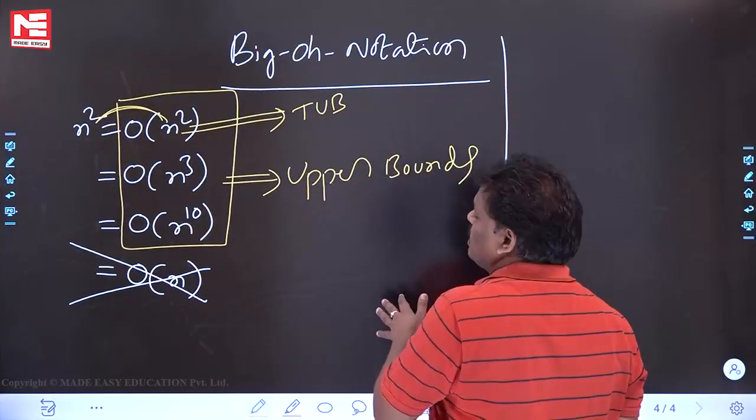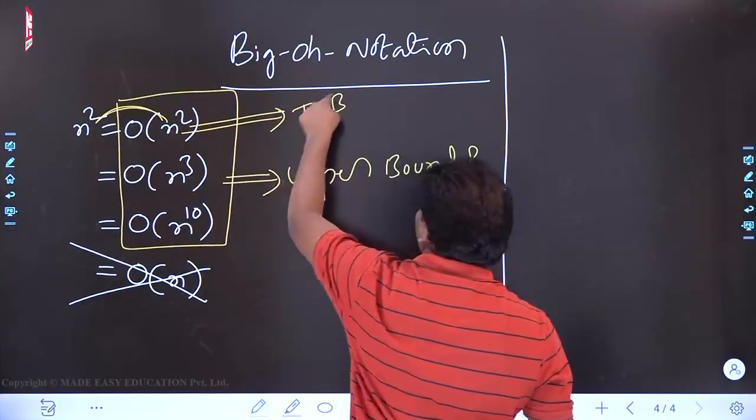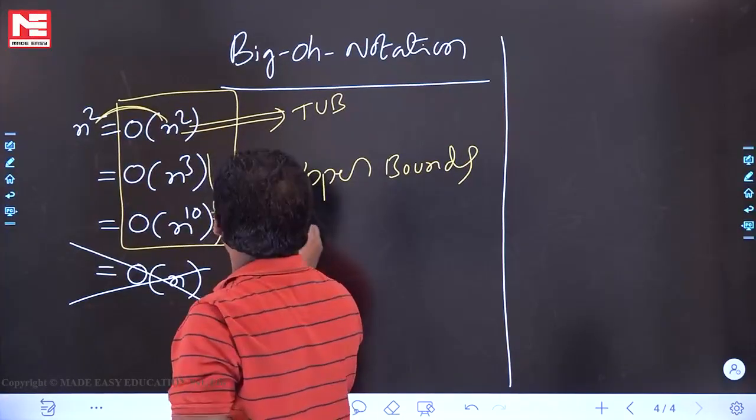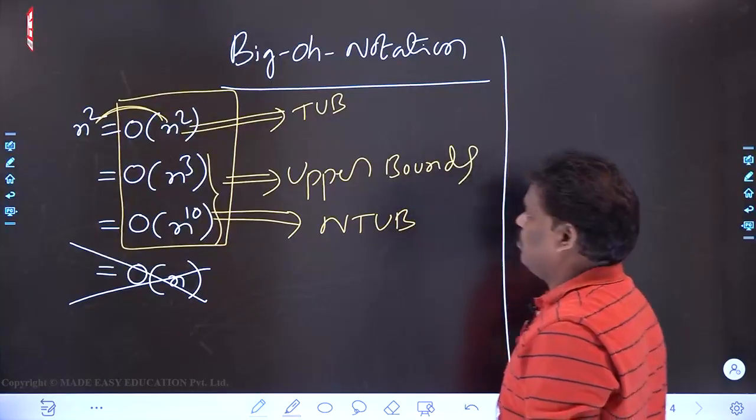Greater or equal, all are called upper bounds. But the equal one is called the tightest upper bound. Next, these are upper bounds but not tight. So these two are not the tightest upper bounds.